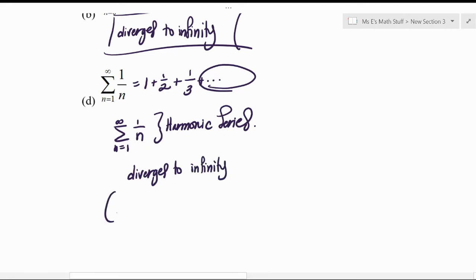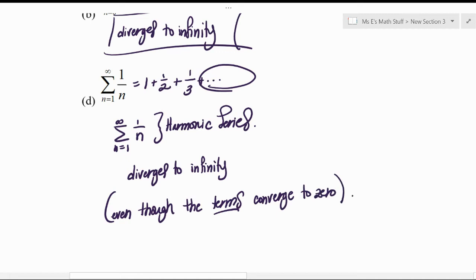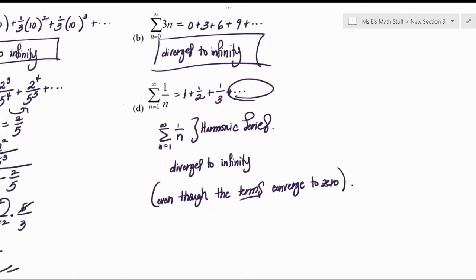Even though the terms converge to 0, we're going to talk about this more at the tail end of the lesson here. So we'll come back around.